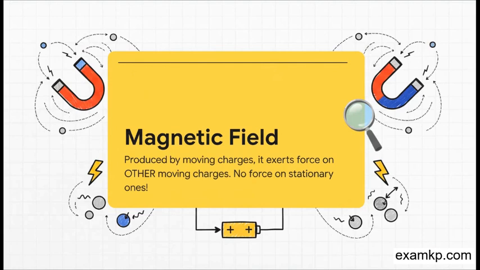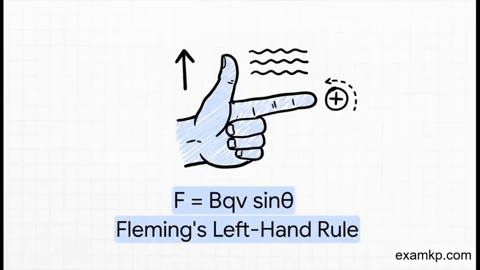You have to get this. A magnetic field only exerts a force on other moving charges. I'll say it again. If a charge is just sitting still, there is zero magnetic force on it. This formula right here is a huge favorite for JAMB questions. F equals BQV sine theta. Here, theta is just the angle between the direction the charge is moving and the direction of the magnetic field.